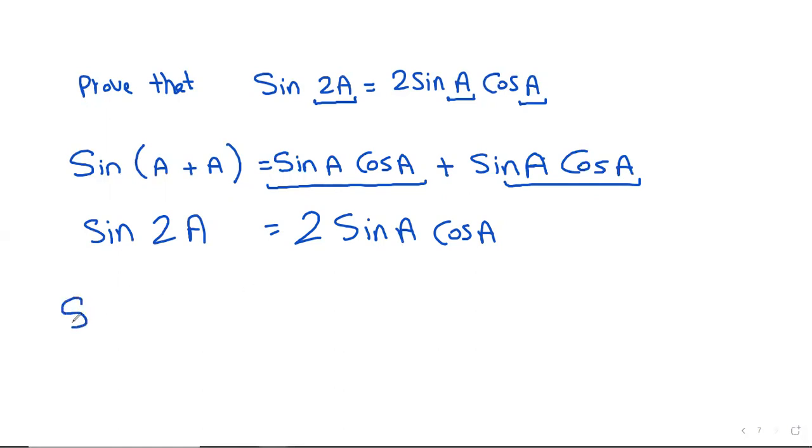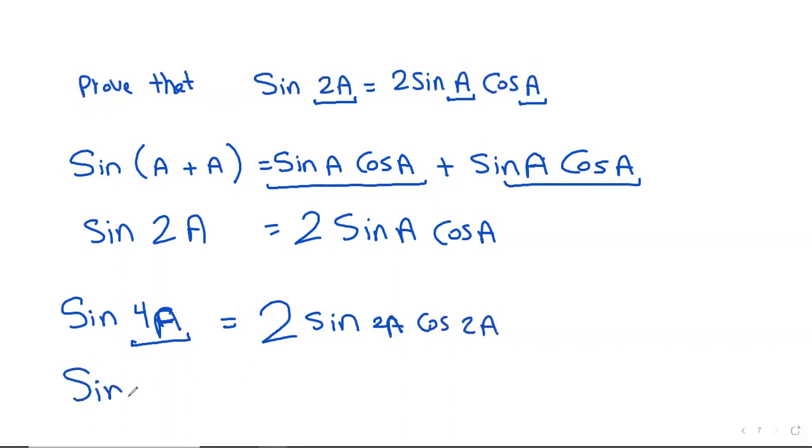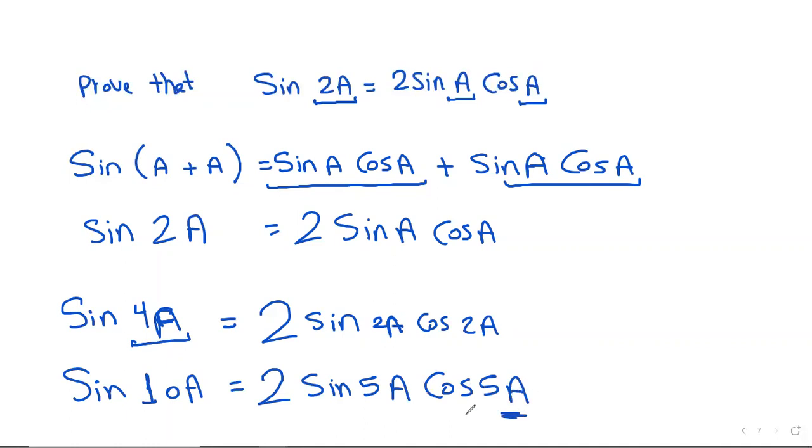And from that, if I asked about sine 4A, is equal to what? Is equal to 2 sine, and take the half of the angle. The angle is 4A, so write 2A, cosine 2A. And sine 10A is equal to what? Yes, it's 2 sine 5A multiplied by cosine 5A. Just take the half of the angle here. Here it's 10A.